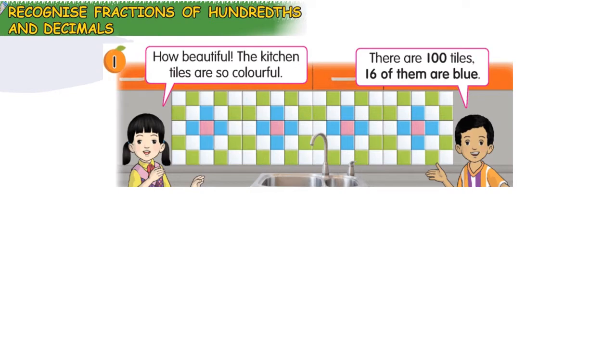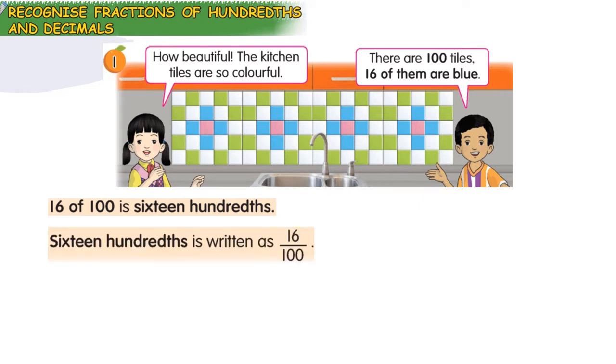This is the next example. Okay, look at the picture. The girl says, "How beautiful! The kitchen tiles are so colorful." And then the boy said, "There are 100 tiles. 16 of the tiles are blue." So 16 of 100 is 16 hundredths. From what the boy said, 16 of 100 tiles are blue, so we can say 16 of 100 is 16 hundredths.